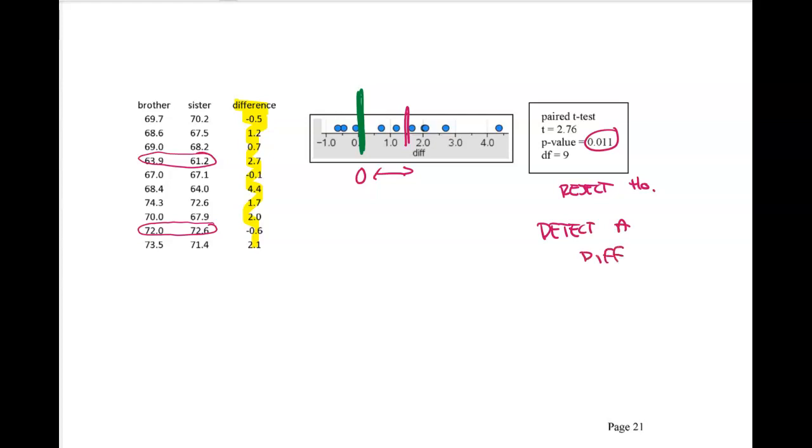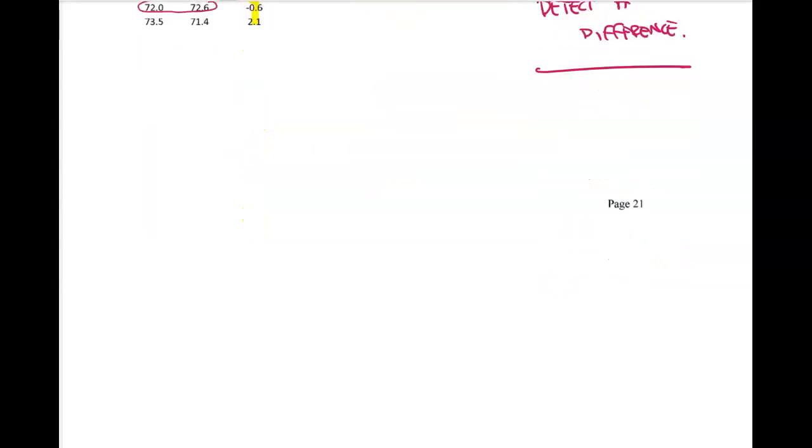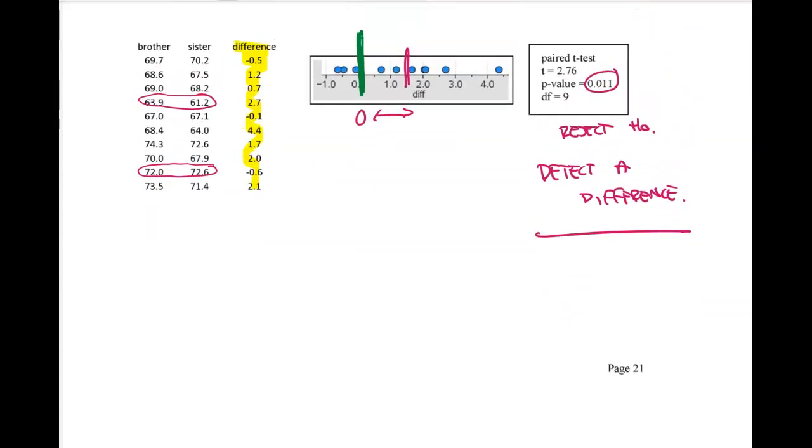So that's what kind of happens when you do a matched pairs test. You increase the power of the test. You increase the probability that you can detect a difference if in fact there really is a difference. Okay? And that's it. Good luck.